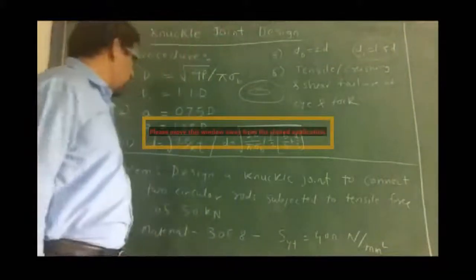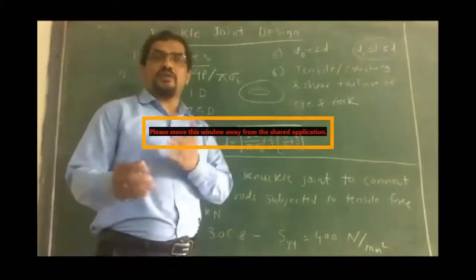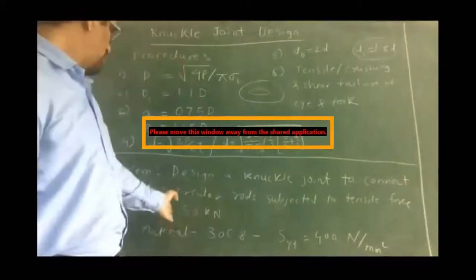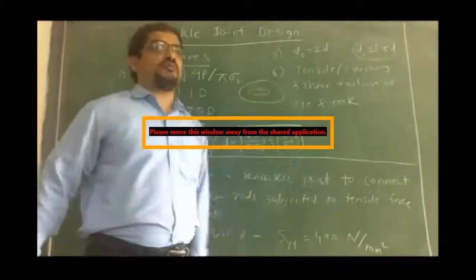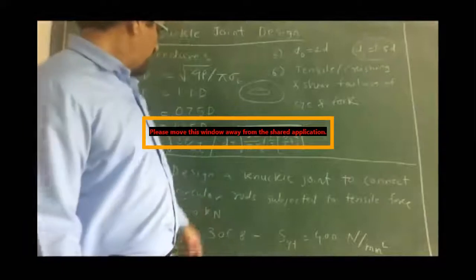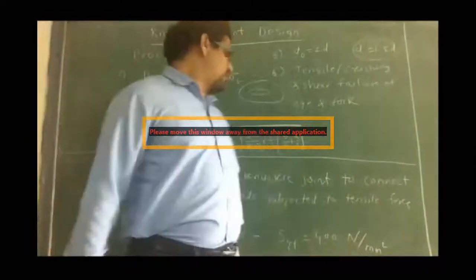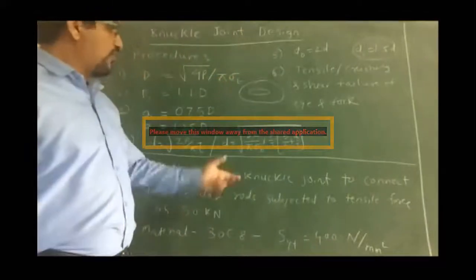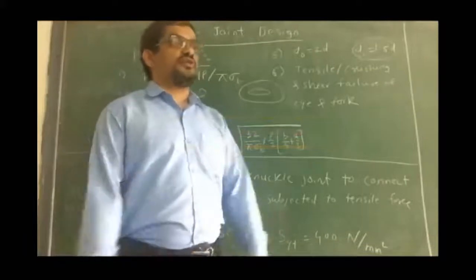Now we have taken a problem with the same kind of load we used for the cotter joint. The load is 50 kilonewton. So our knuckle joint has to carry a tensile load of 50 kilonewton, almost like 5 ton actually. With that load, our knuckle joint has to survive. It should not fail.